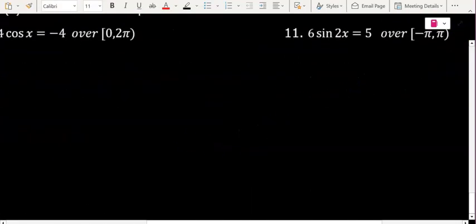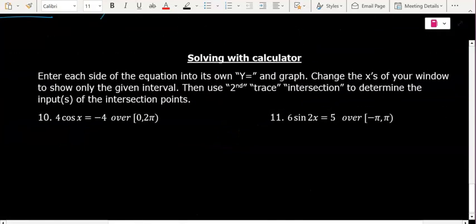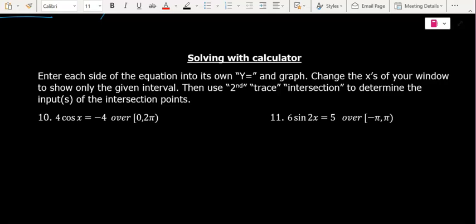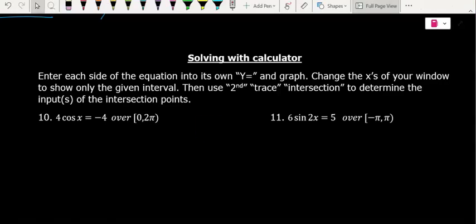All right, this last little bit here, we're going to talk about solving equations that I wouldn't normally be able to solve, and I'm going to use my calculator in order to do so. Okay, so in this case, I'm given 4 cosine x equals -4. I can solve that by hand. That's no problem. I can easily do that. It'd just be when does cosine equal -1? And that's going to be at pi.